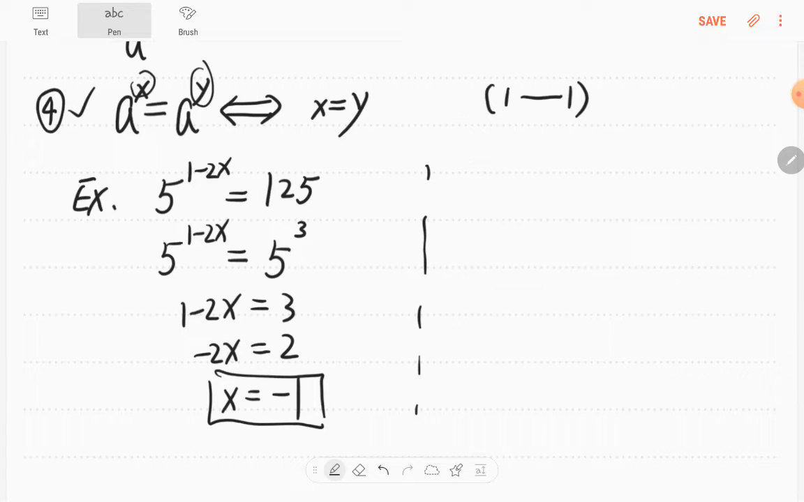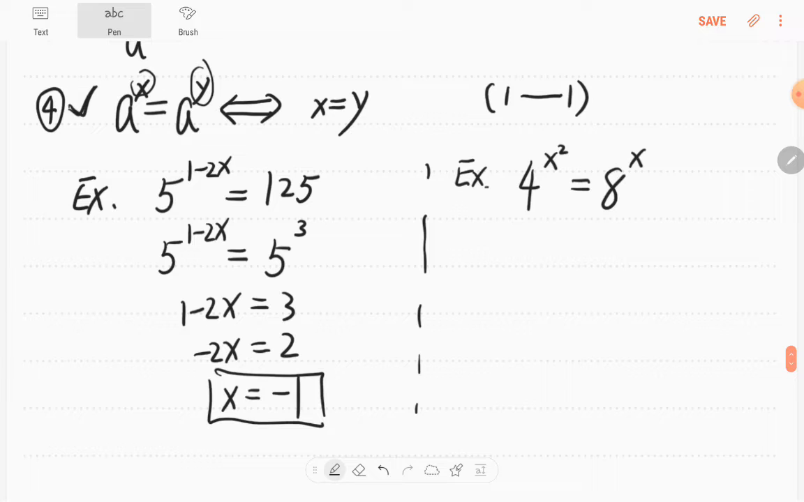Another example is 4 to the x squared. Okay, the power is x squared. And here is 8 to the x. So the first thing is you need to have the same base, right? To use this property 4, we need to have the same base, but one is 4, the other one is 8.